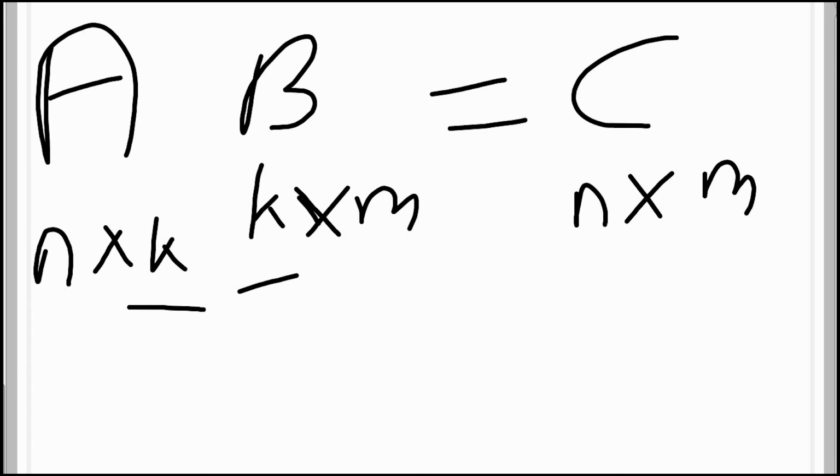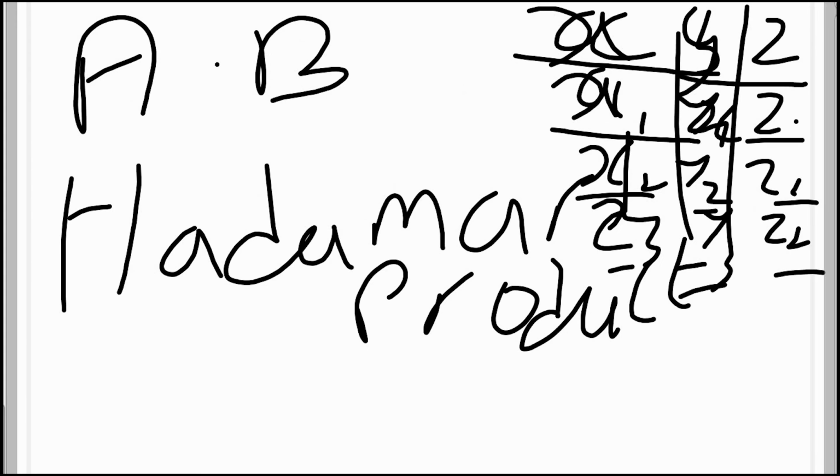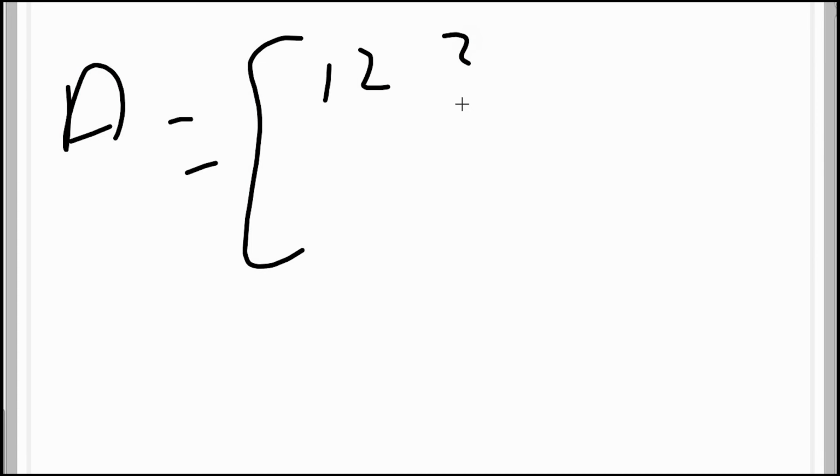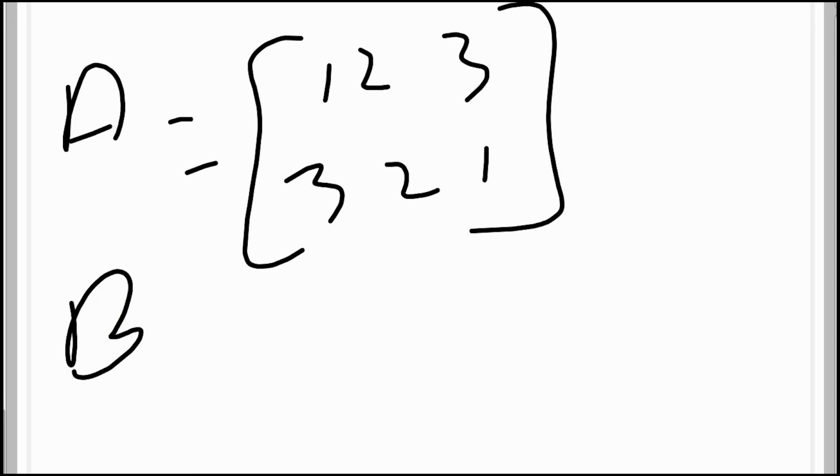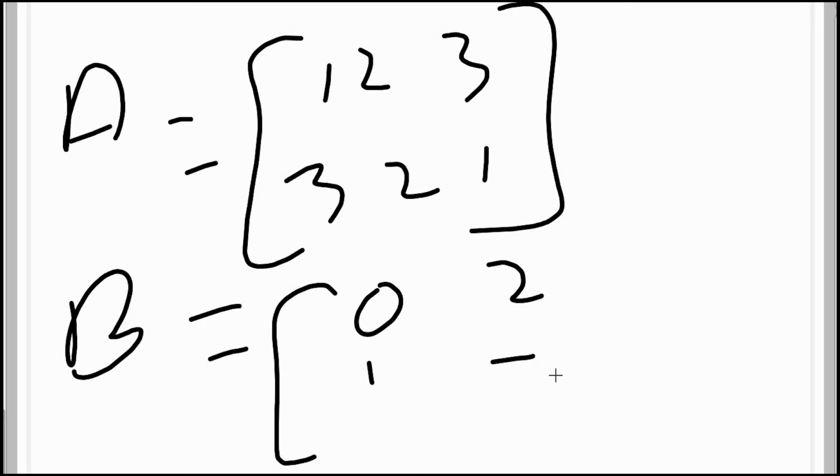So let me open a new page. Let me get to the Hadamard page and then open a new page now. So yes, let's say A is equal to 1, 2, 3, then 3, 2, 1. Then we have B is equal to 0, 2, 1, then minus 1, 0, 1. So it's easy for us to understand when we do an activity with it.